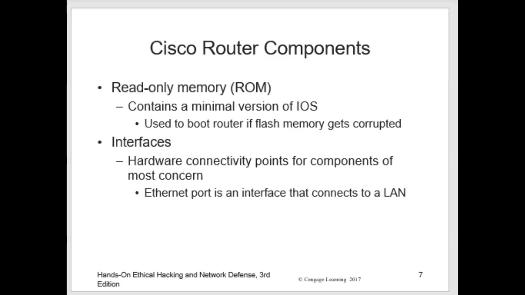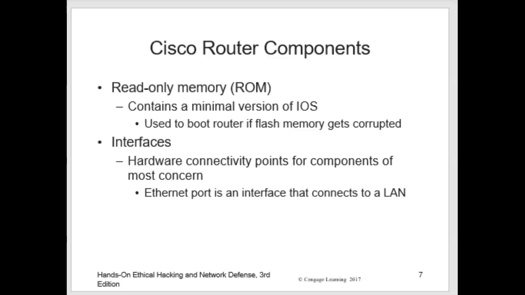A couple others include ROM, right? Read-only memory. And this is used to boot the router if the flash memory, for example, were to get corrupted. And then there are interfaces as some of the router components. An interface is the hardware connectivity point and the components you're most concerned with, right, as a security professional. An Ethernet port, for example, is an interface that connects the LAN to the LAN, and it can be configured to restrict traffic from a specific IP address or a subnet or even another network.